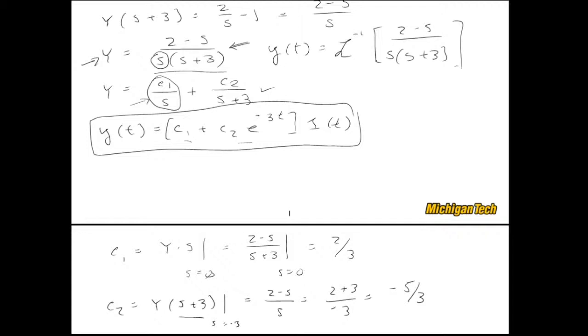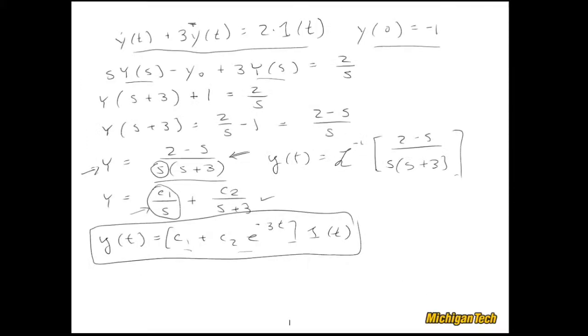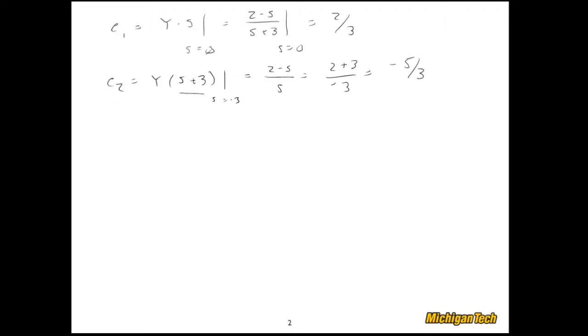So now we have the solution to our differential equation. Here we go. So y of t is equal to, let's see, we have a 2/3 there. I'm going to factor out the 1/3, and we'll have a 2 minus 5 e to the negative 3t multiplied by that unit step. So there it is.